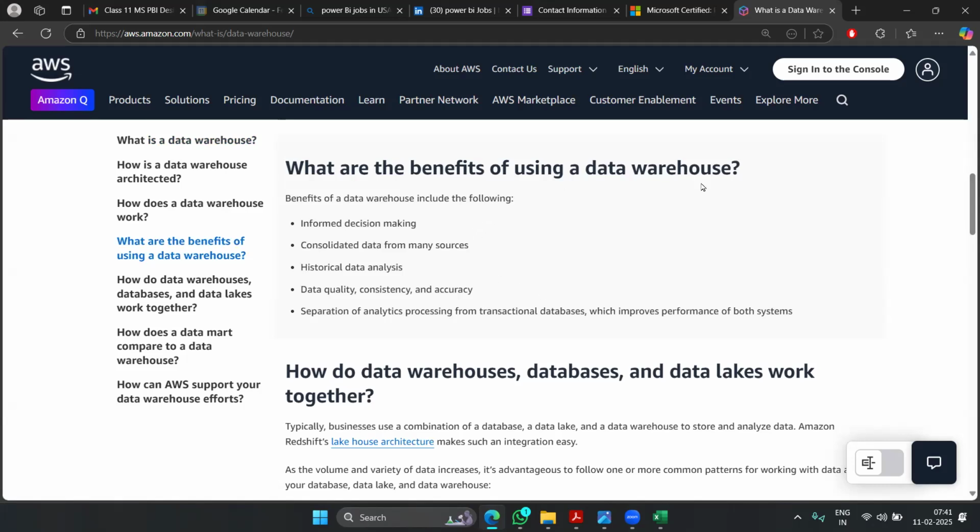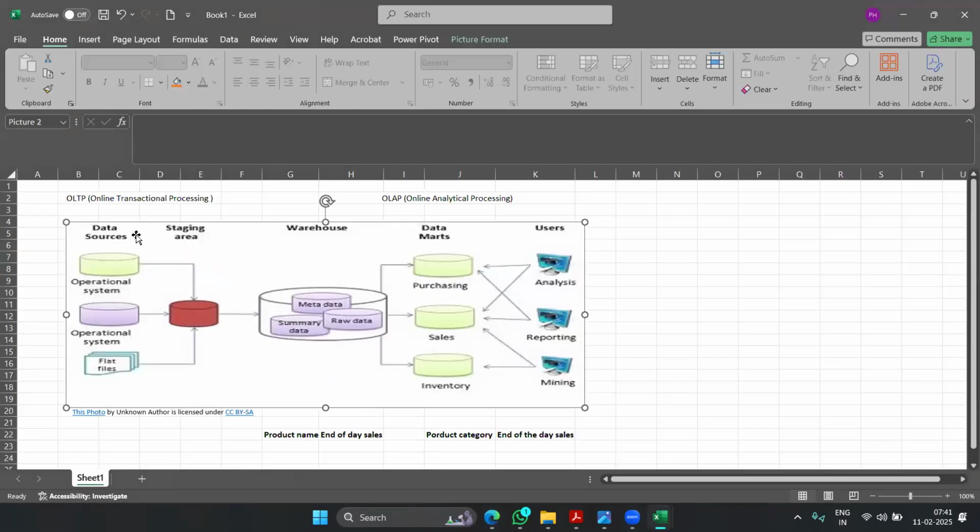What are the benefits of using a warehouse? Informed decision making, consolidated data from many sources. If you see here, consolidated data. There would be a system where HR activities would be captured. There would be a system where manufacturing operations activity would be captured. Now, all those systems we are going to put in one place.